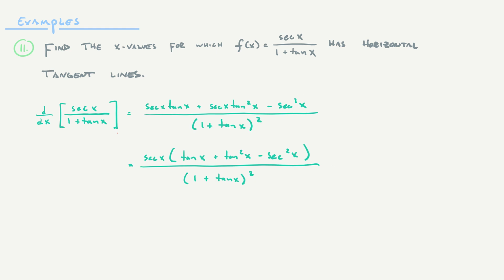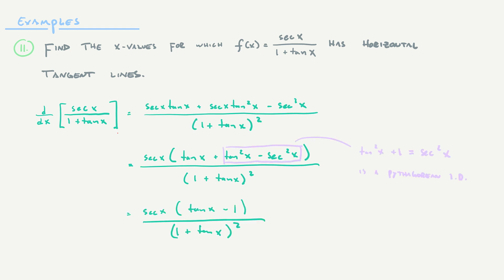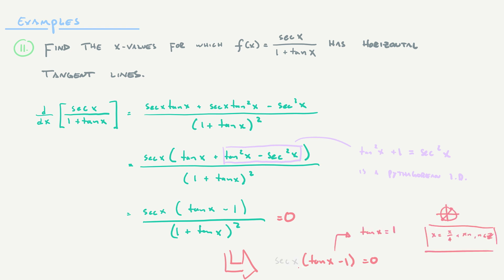I did have to use an identity at some point, specifically here, where the tangent squared of x minus the secant squared of x is just equal to 1. But I eventually get to something that's more manageable. Then I can figure out when the numerator of that is equal to 0, which only happens when the tangent of x minus 1 is equal to 0, because the secant function is never 0. So we don't have to worry about that. You only have to figure out when the tangent of x minus 1 is equal to 0, which is when the tangent of x is equal to 1, which still happens at the pi over 4 angle and the 5 pi over 4 angle. So I used, again, pi over 4 plus pi n, where n is some integer. All right, and that's it.